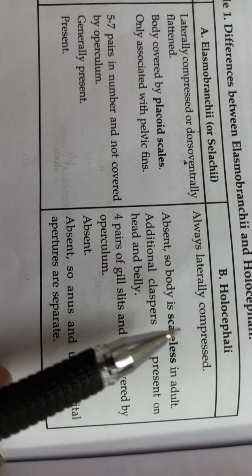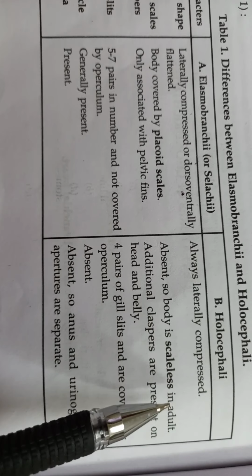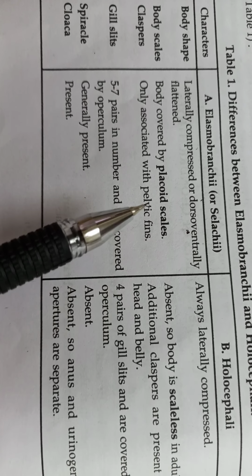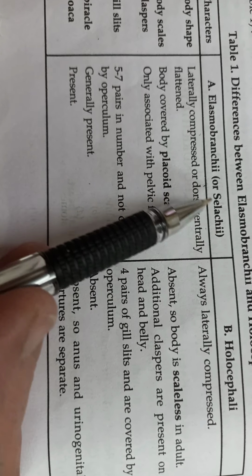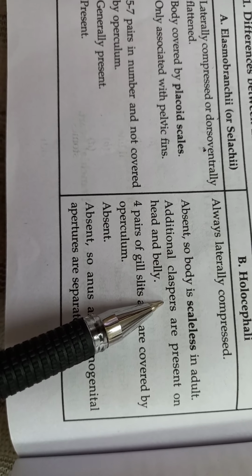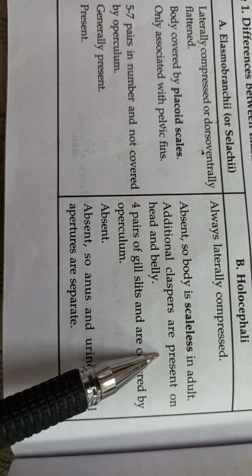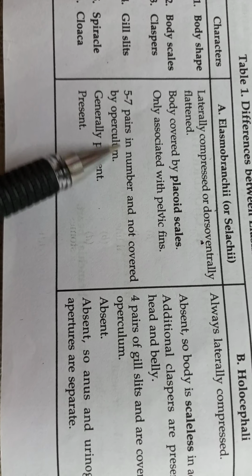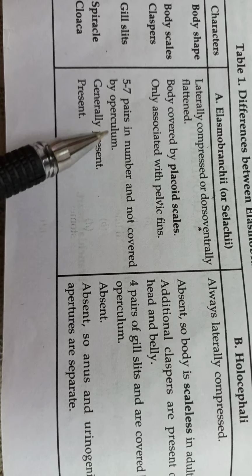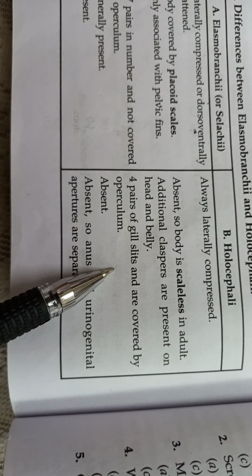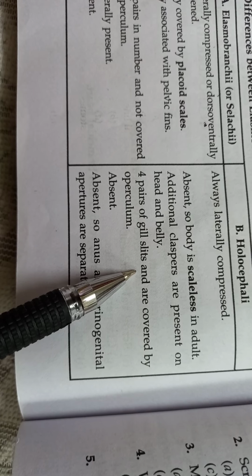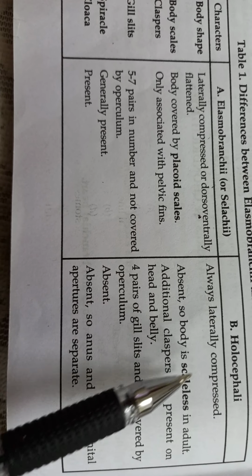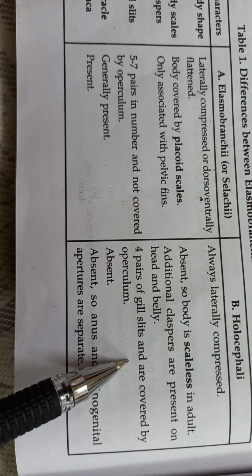Now coming to the next one, whereas in Holocephali the body is scaleless in the adult. Claspers are the external organs which are present along with the pelvic fins in the Selachii, whereas here we have additional claspers present on the head and the belly, so this is a little different. Now coming to the gill slits, here we have 5 to 7 pairs in number, and they are not covered by operculum, whereas in the case of Holocephali, always 4 pairs of gill slits which are covered over by operculum.